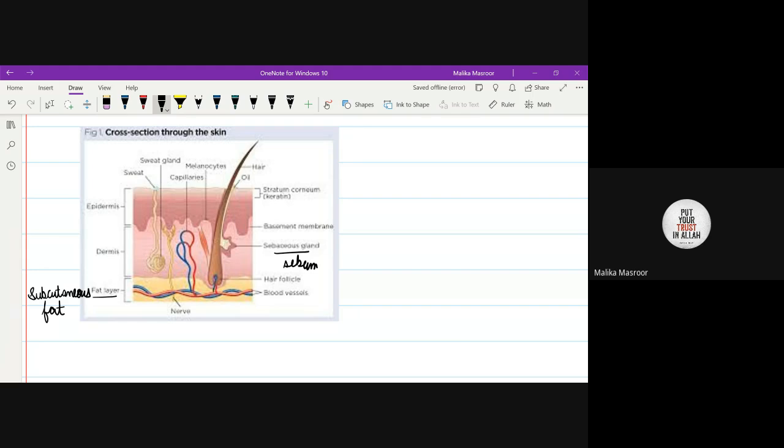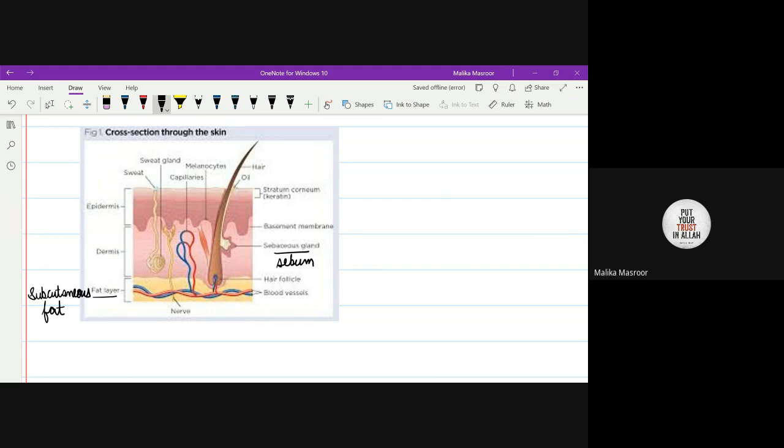Yes, Zoya. Is this fat layer the adipose tissue? Yes, same. This produces sebum, that is basically your oil.